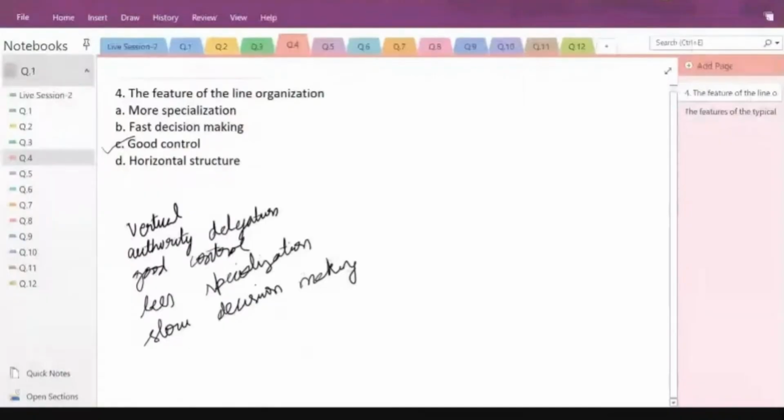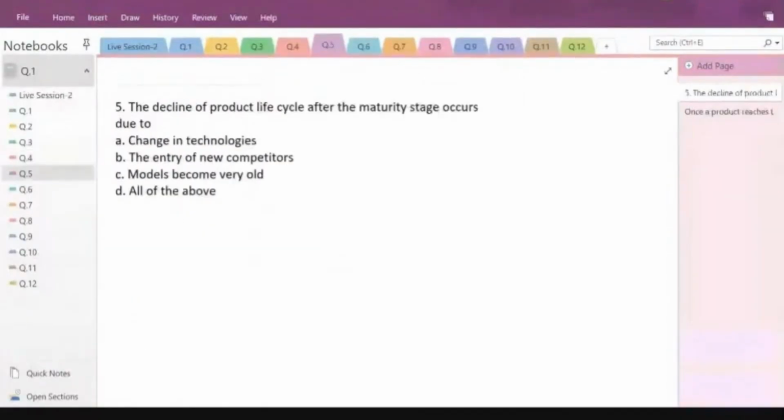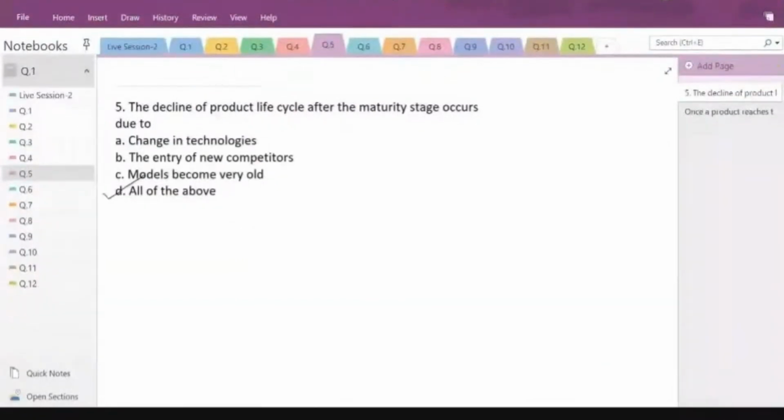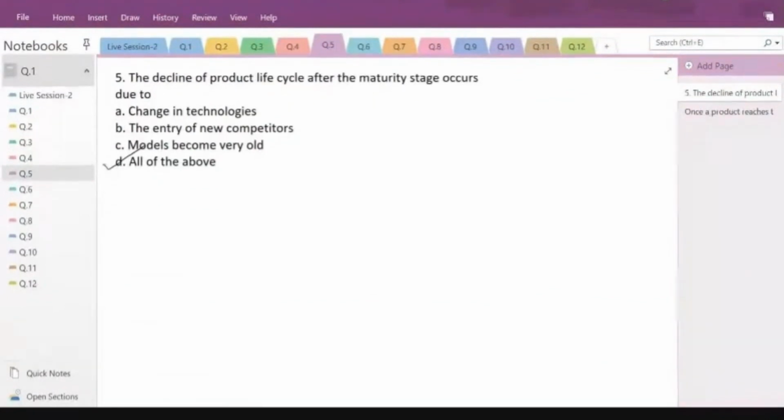Okay, next, let's move on to the next question. The decline of product life cycle after the maturity stage occurs due to which of the following? I'll wait for the answer. D is the correct answer. I'll be explaining it.